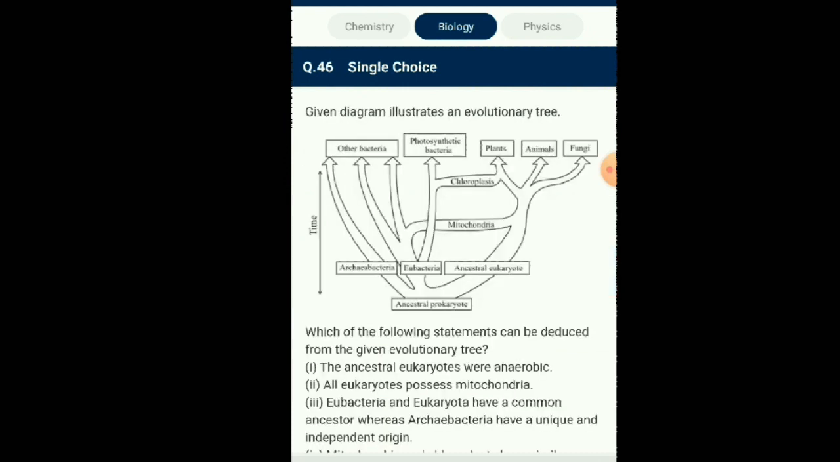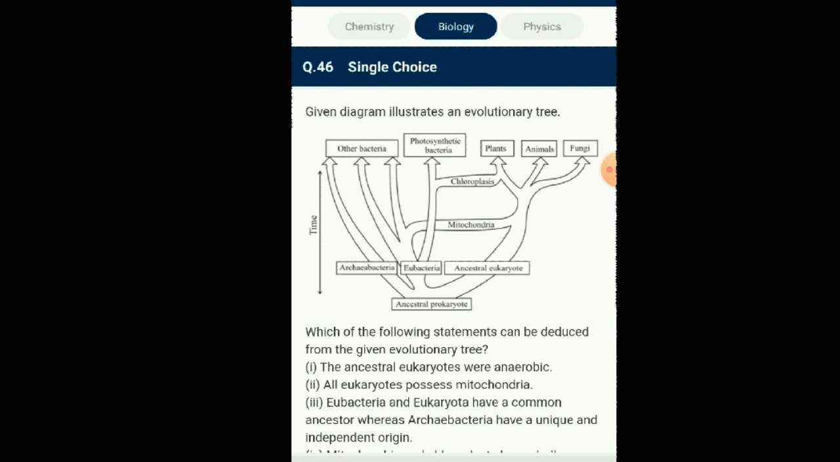Question number 46. The given diagram illustrates an evolutionary tree. From the given diagrammatic representation, which of the following statements can be deduced from the given evolutionary tree? The given cladogram is indicating that all the life forms arise from a common ancestor having similar genetic material, and the codon and central dogma can be considered as evidence for it.